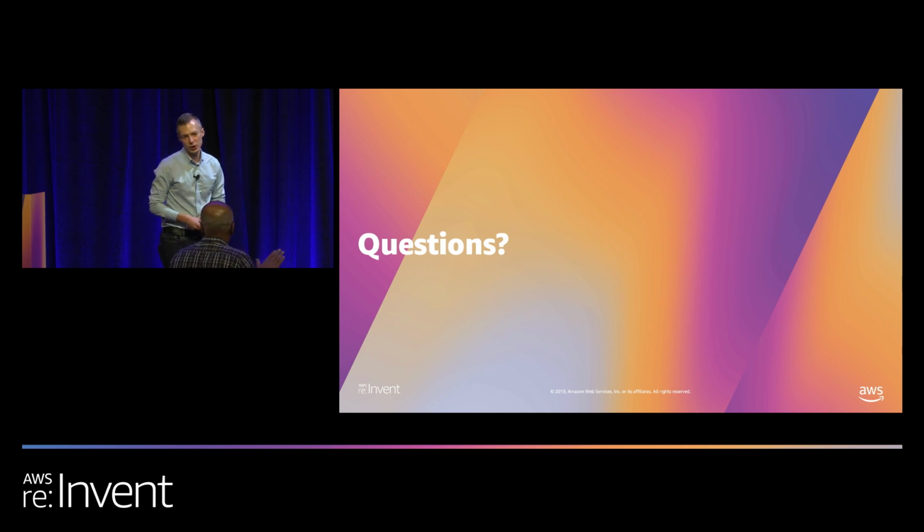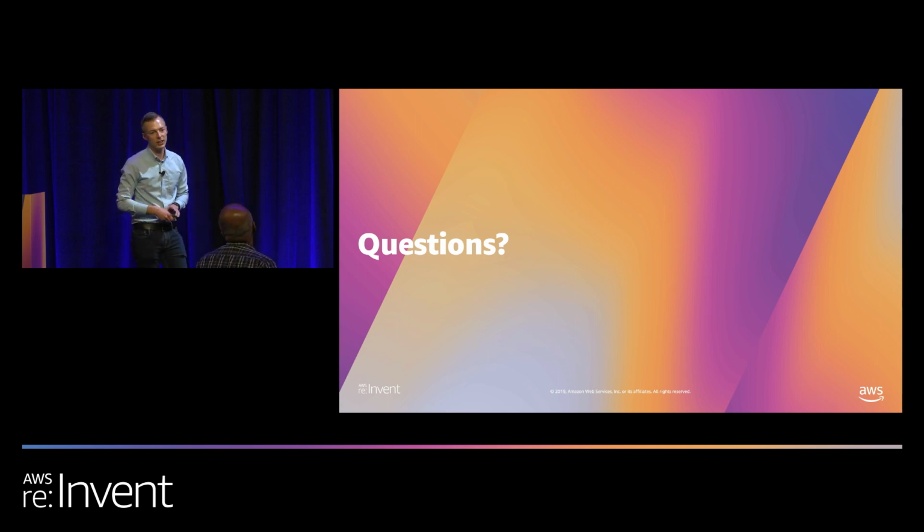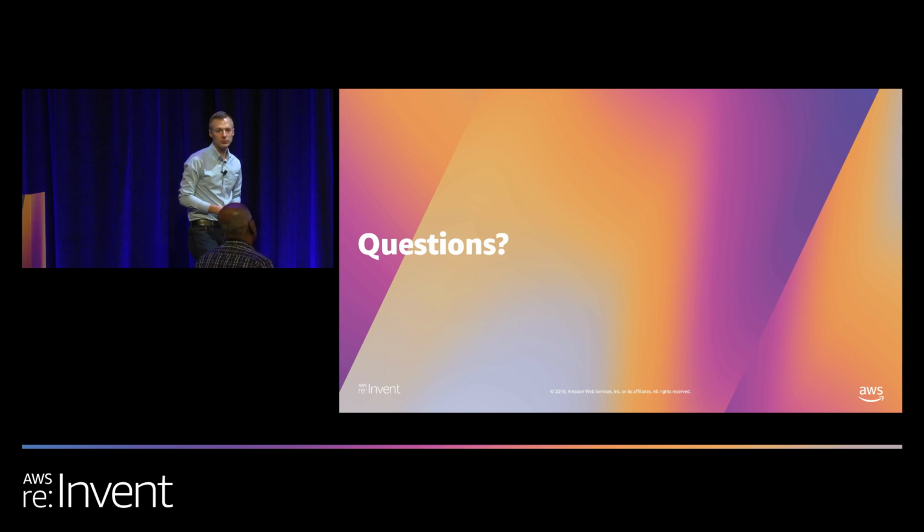No. So the question was, does VPC peering go across PrivateLink? That's actually handled at the VPC layer within a region. It doesn't actually go over PrivateLink.